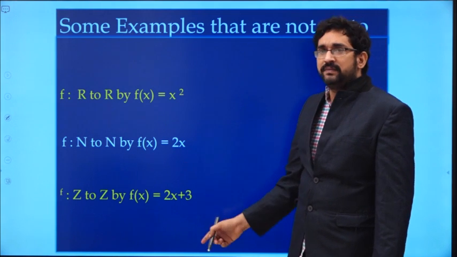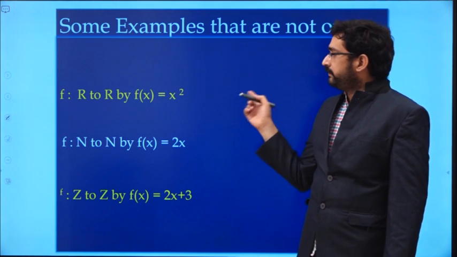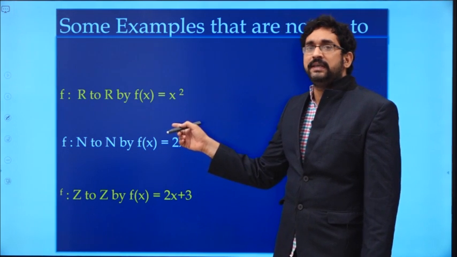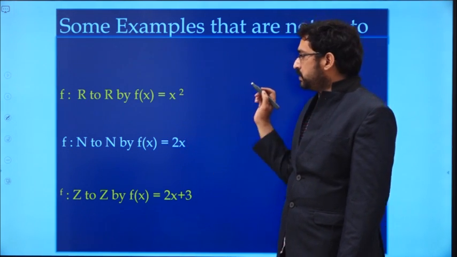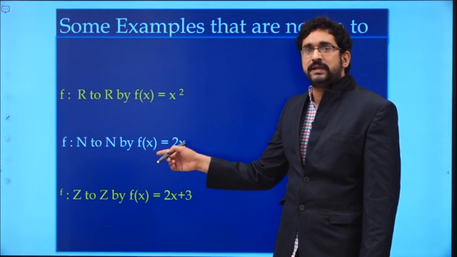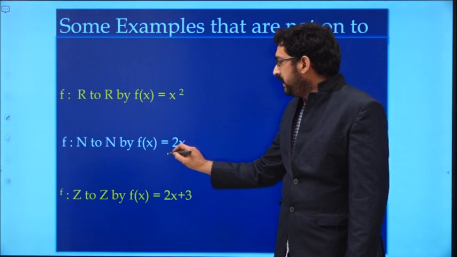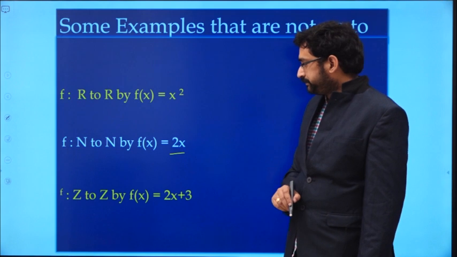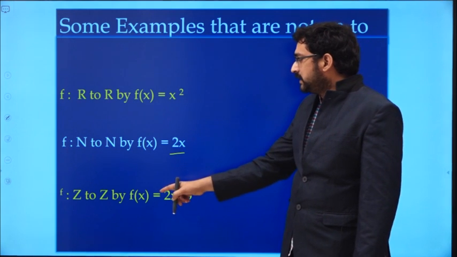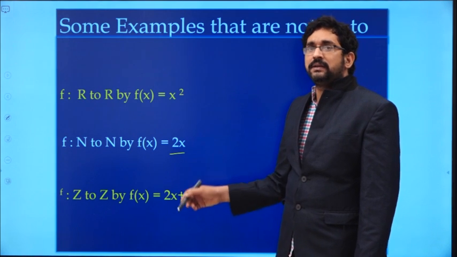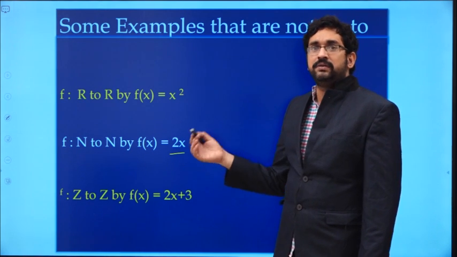Next, these are the examples which are not onto. So, if f is a function from R to R defined by f of x equal to x square, it is not onto. Similarly, f is a function from the set of natural numbers to the set of natural numbers defined by f of x equal to x. This is also not onto. F from Z to Z by f of x equal to x plus 3. All these are not onto. You can check on your own.